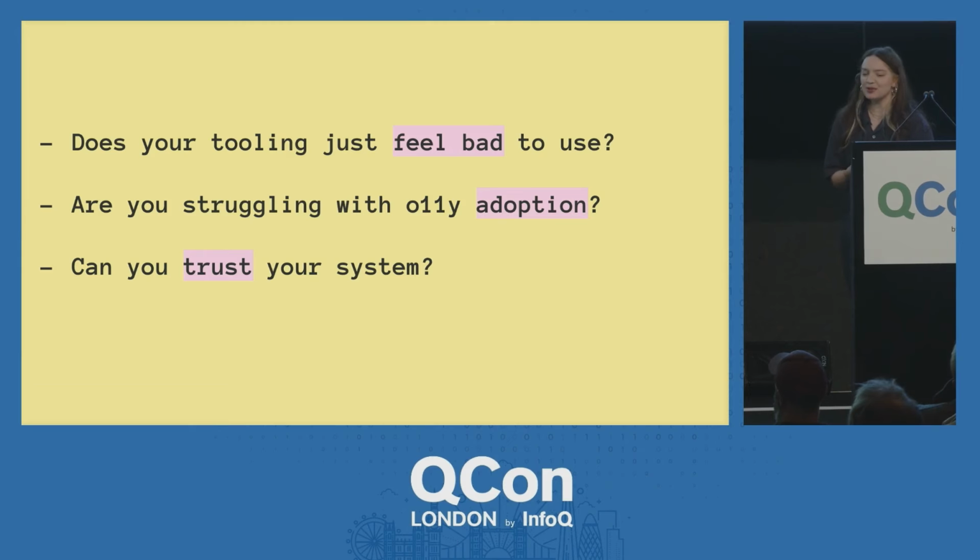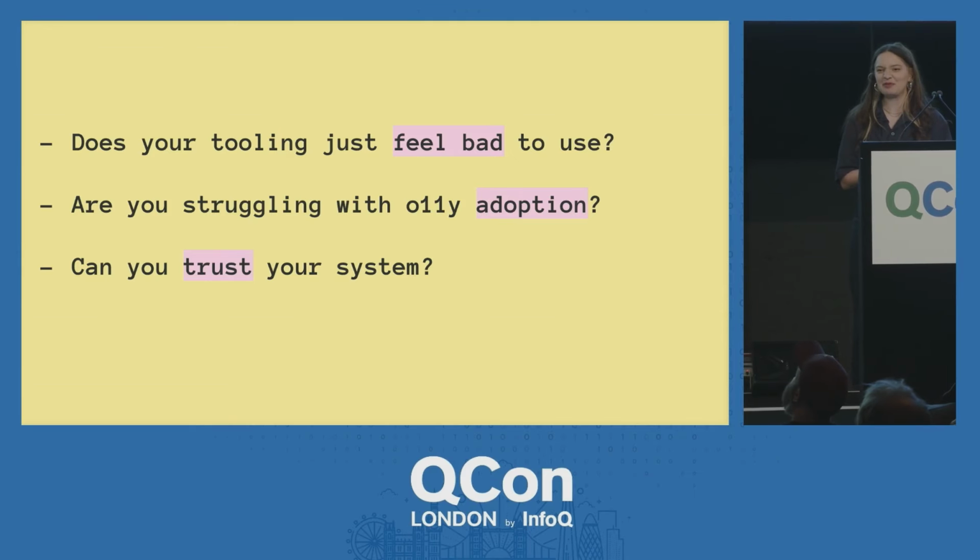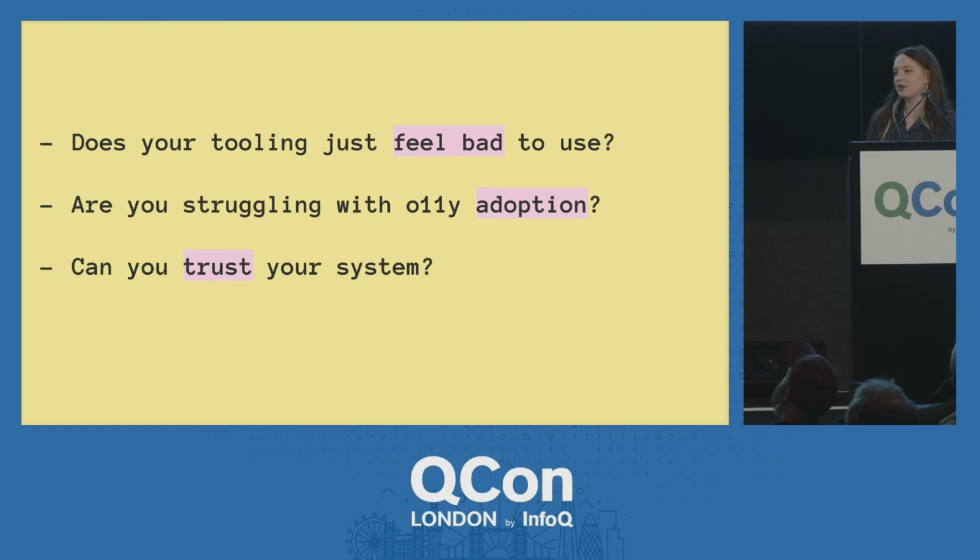So this talk is for you if maybe you've got all of the right tooling, but for some reason it just feels bad. Maybe you've invested really hard in observability and you care a lot, but you're not sure why your team aren't adopting it. Or perhaps you've got a system that you really need to make reliable and trust, and it's not clear where to start.